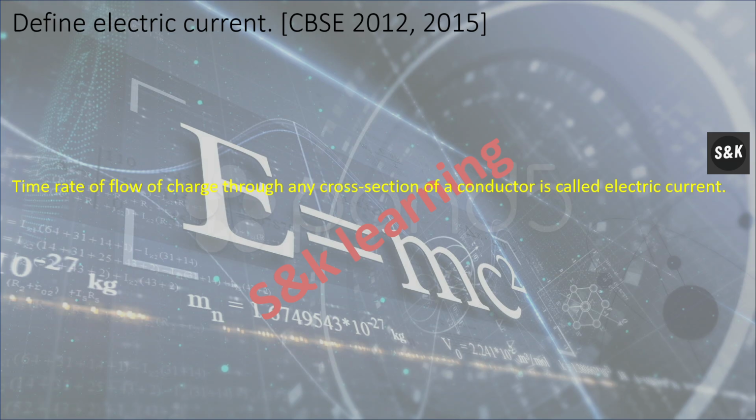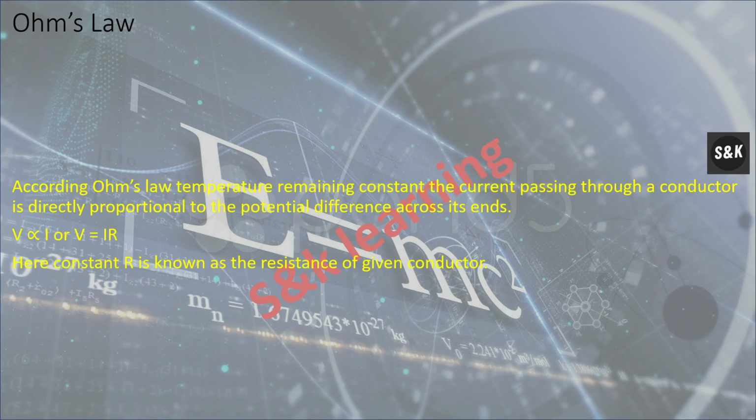Define electric current. Time rate of flow of charge through any cross section of a conductor is called electric current. Ohm's law: according to Ohm's law, if temperature remains constant, the current passing through a conductor is directly proportional to the potential difference across its ends. That is, V is directly proportional to I, or V equals IR, where R is a constant known as resistance.